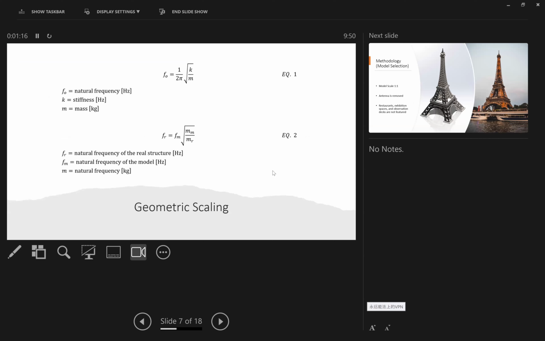So as James just mentioned, geometric scaling is a really important part of our research because there are many similar structures with exactly the same layout but different heights. By using this fundamental equation of natural frequency, we can apply a scale factor to it and calculate all the frequencies as long as we know our model frequency.